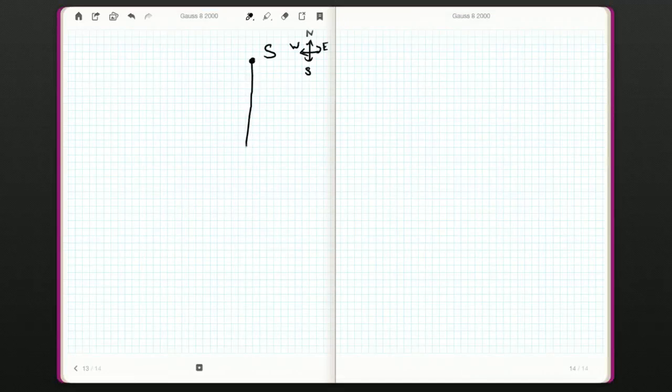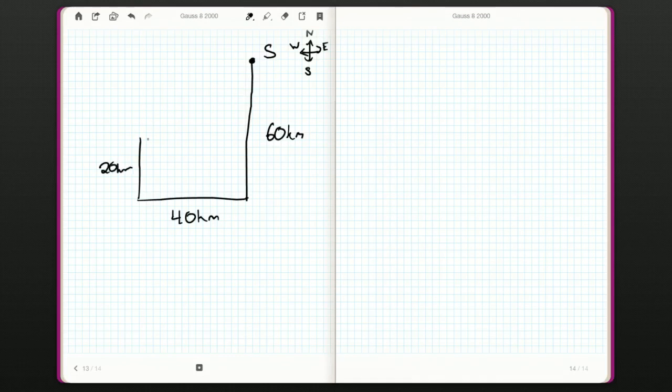So he drives 60 kilometers south. Then I think it was 40 kilometers west. I'm pretty sure it was 20 kilometers north. And finally 10 kilometers east. And this is where he ends up. We'll call it E.